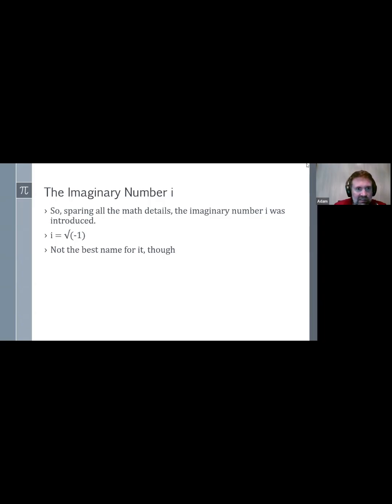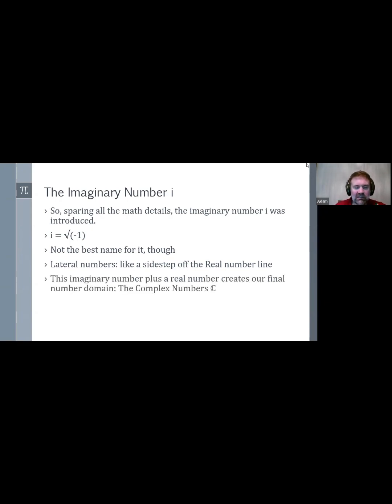There was one mathematician who didn't like that name, and he really opted for something called a lateral number. A lateral number, kind of like a sidestep off the real number line. So we're usually in this one linear space when it comes to numbers, a real number line. But with these imaginary numbers, we come off of that line, kind of a sidestep in either direction. We'll get into that, but that's kind of the idea. So it's more of a lateral number. It's this imaginary number plus a real number that creates our final number domain, which is complex numbers.